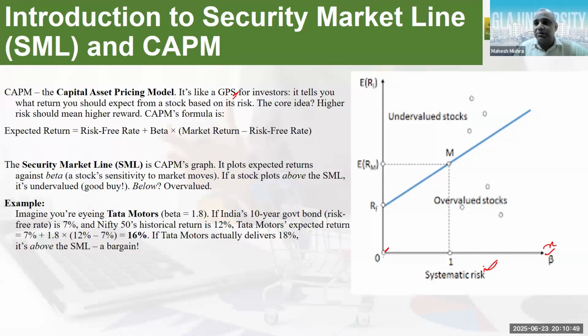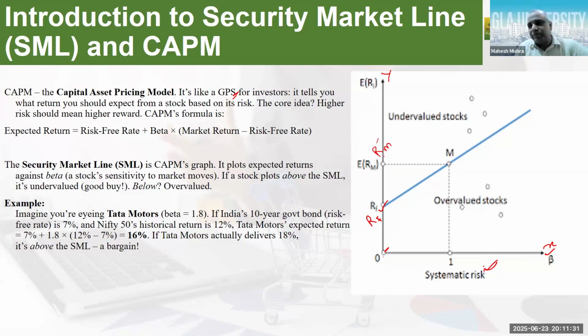Unsystematic risk you cannot control. So we want to discuss the graph. In this graph, there is a y-axis, and y-axis represents the return, or we can say expected return. So it is clear that the return of the government security is called RF. This represents RF, and this is the return of the market, and return of the market is represented as RM.